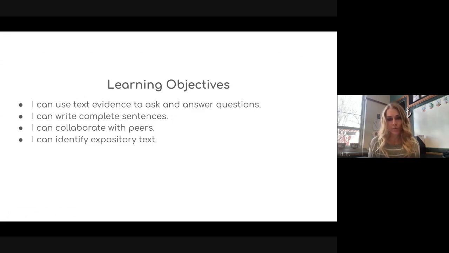We can collaborate with our peers. So when you're in your small group, it's really important that you're talking and making connections with the text and with each other. And then lastly, we can identify expository text. Remember, we talked about expository means information, right? So we're going to just be sure we really remember what expository text is.